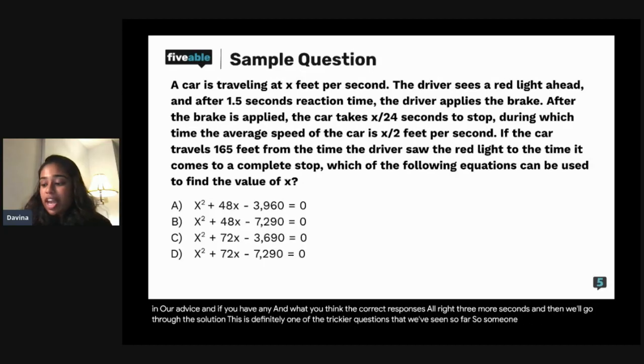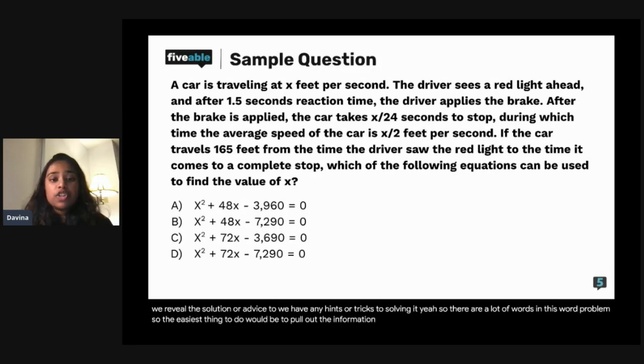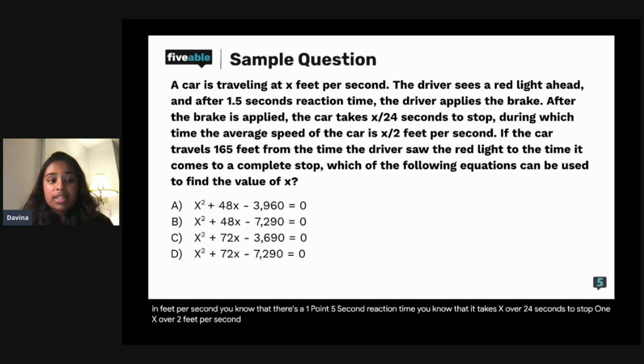Someone asked in the chat before we reveal the solution, do we have any hints or tricks to solving it? Yeah. There are a lot of words in this word problem, so the easiest thing to do would be to pull out the information that you need. The key information is that x is in feet per second, there's a 1.5 second reaction time, it takes x over 24 seconds to stop, the average speed is x over 2 feet per second, and you have 165 feet from the red light to the complete stop.